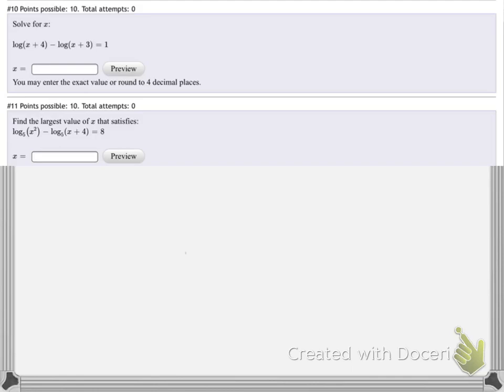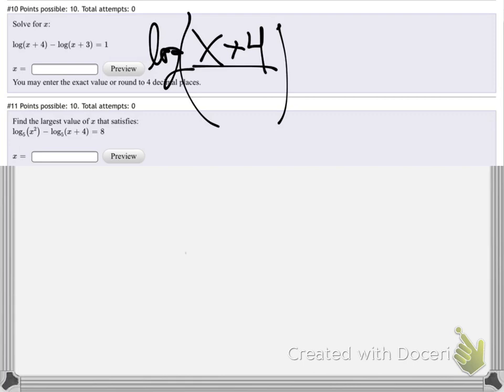A couple of similar issues here. On number 10, just notice that these two logarithms are minusing. And so when we shove them together, minus becomes back like a divide. So it would be a logarithm of x plus 4 divided by x plus 3 equals 1 as a single logarithm.